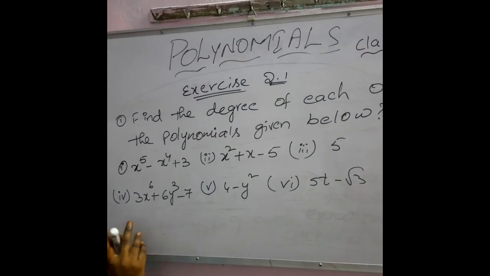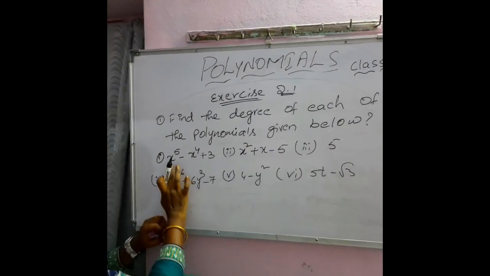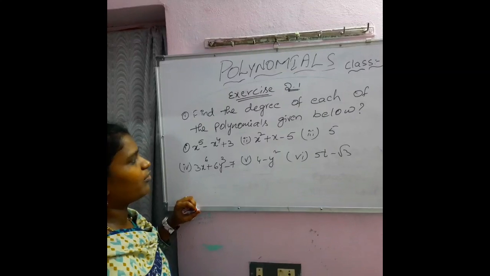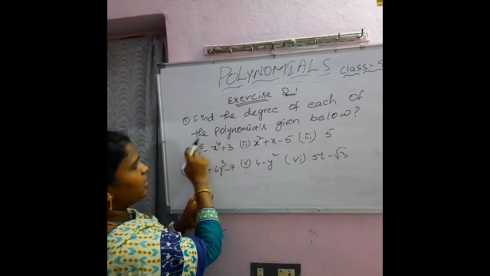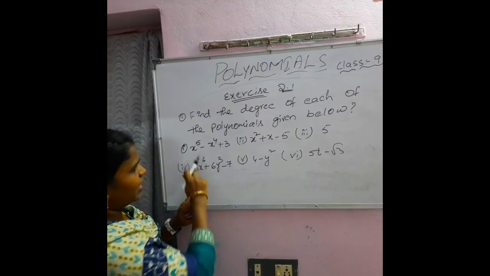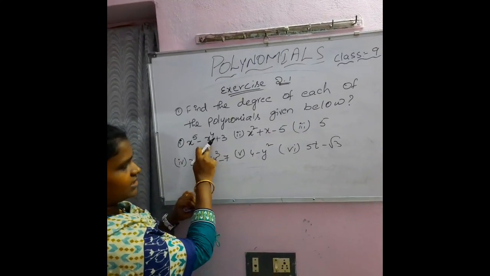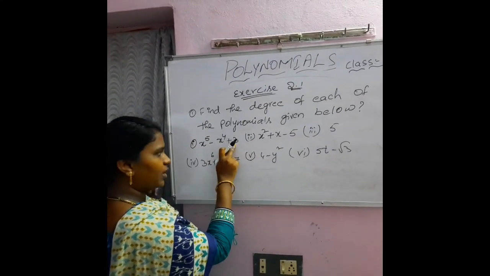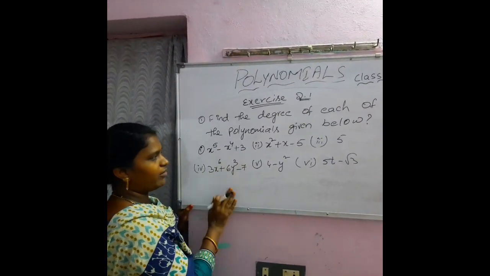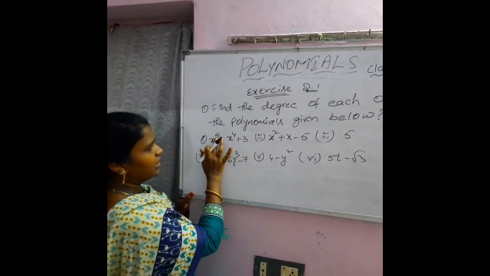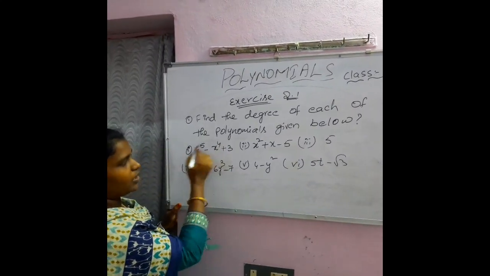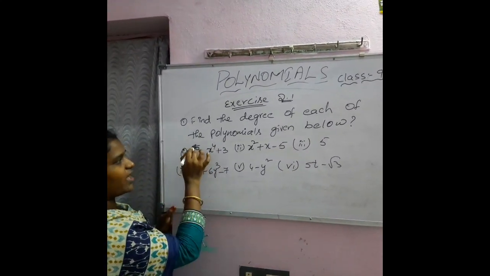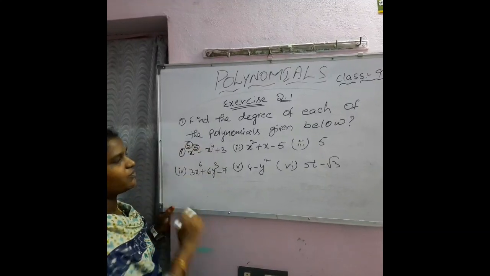In the first problem, x to the power of 5 minus x to the power of 4 plus 3, we have only one variable, that is x. It is a polynomial in one variable. Now observe the powers: 5 and 4. What is the highest power? 5. So the degree of the polynomial is 5 here.